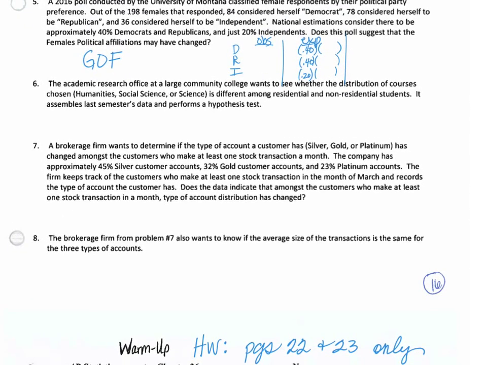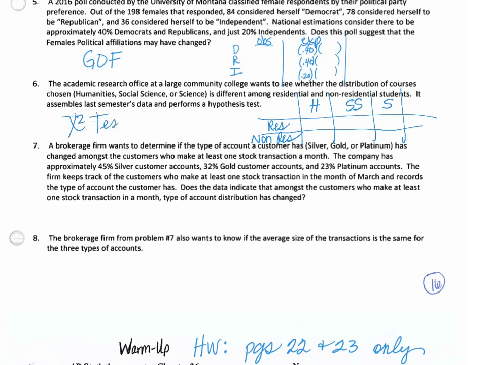All right, next. Academic Research Office, we have 3 different majors, courses: humanities, social sciences, or just the sciences. And we want to see how those are distributed across residents and non-residents. So what's that? Chi-square test of homogeneity, because we just have one category, residence, and we're seeing how those courses are distributed amongst that one category.